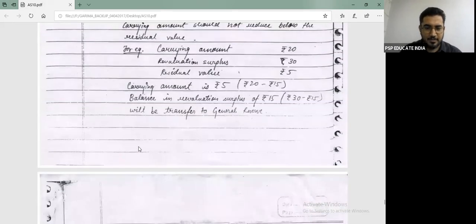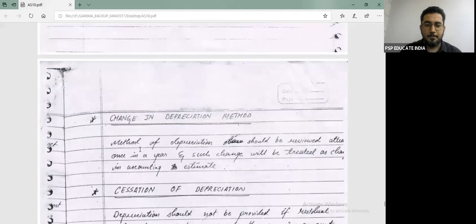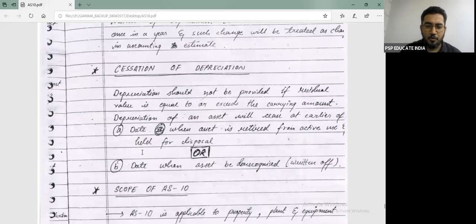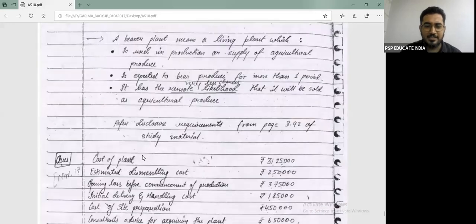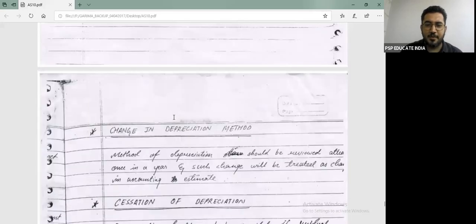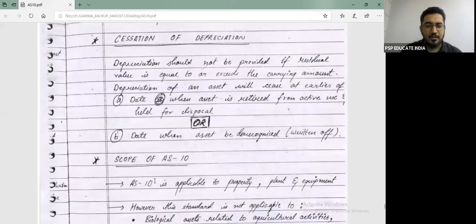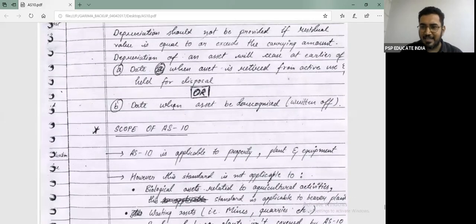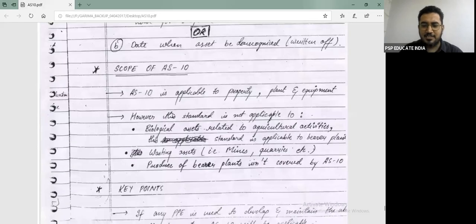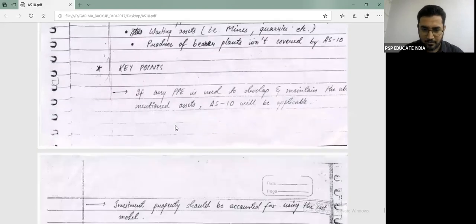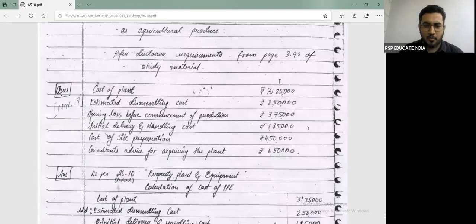Right? I hope you all are clear with this. Okay. Now you have one last point that is left, which is change in depreciation method, cessation of depreciation, and scope of AS-10. These 3 points are still left in this accounting standard. And of course, this is a new accounting standard, so I would like to discuss the entire institute study material with you. So what I suggest is, let us do this question right now.